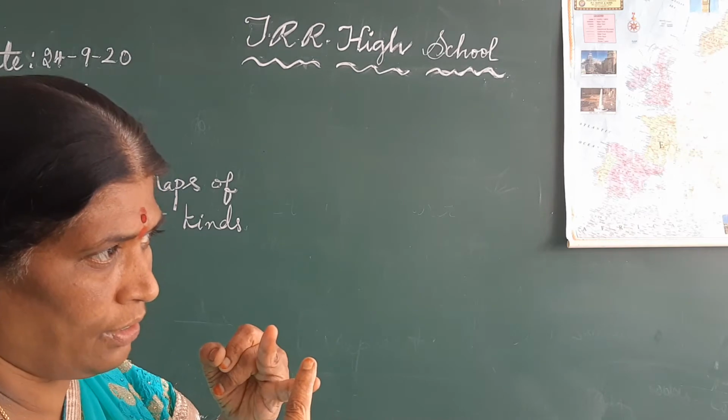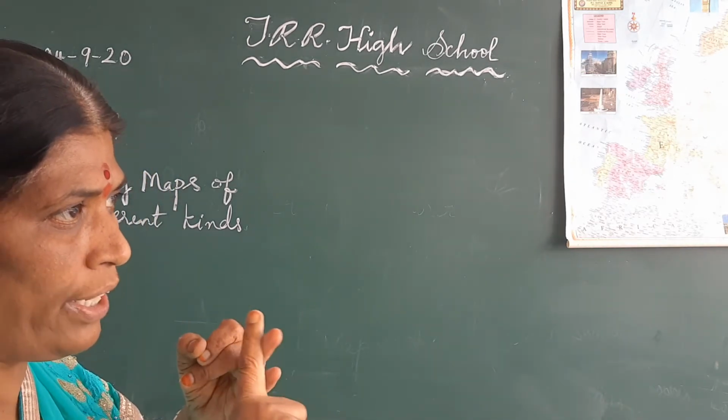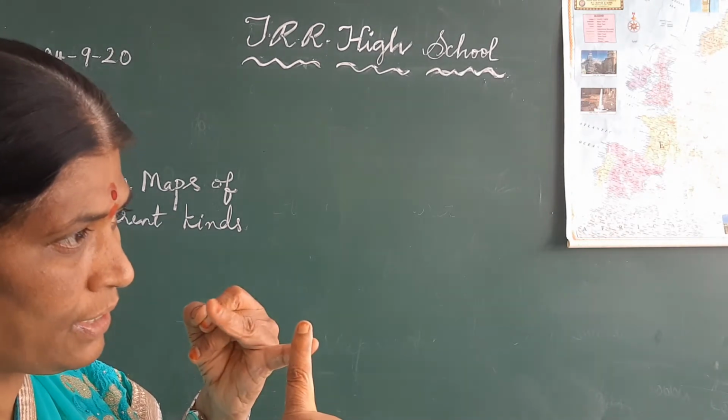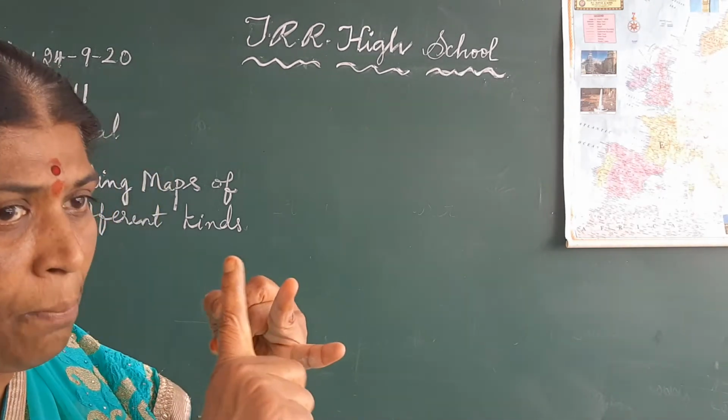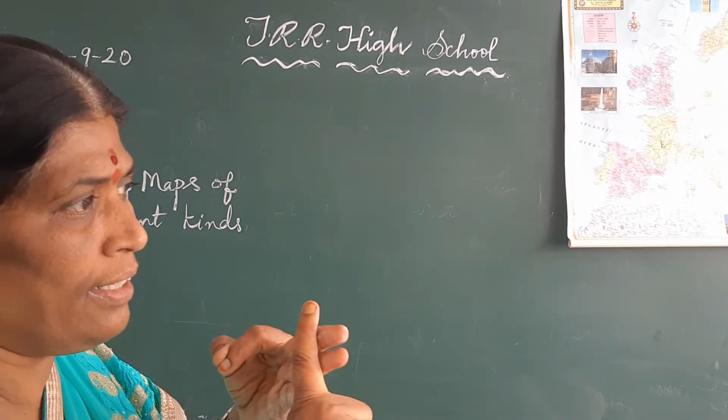Yes, all the objects shown on a map are called physical maps. Yes, mountains in brown color, plateaus yellow, plains green color.